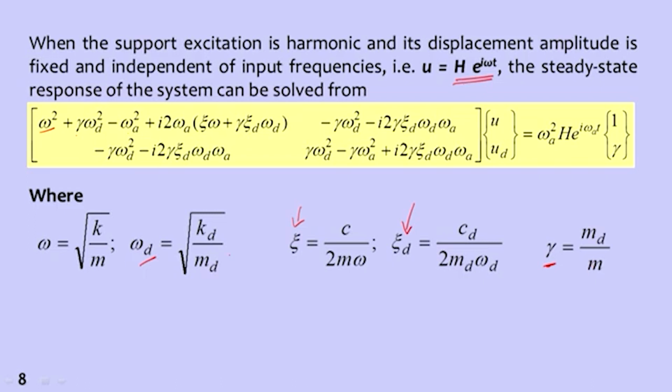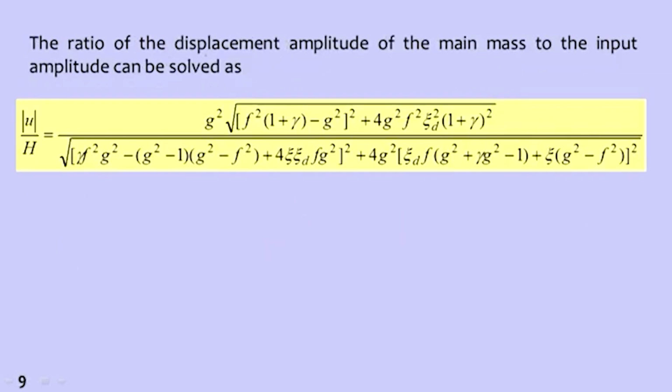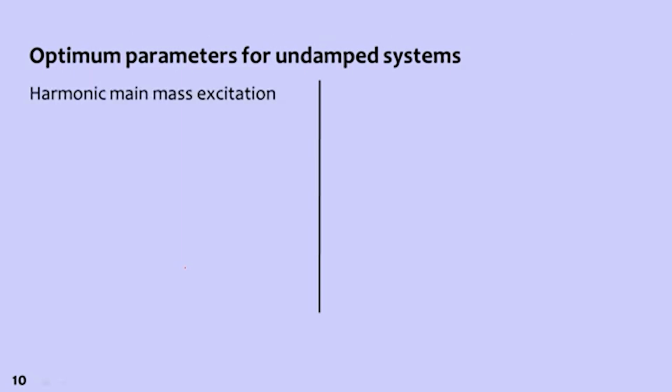So now you know all these values. If we plug them in, the ratio of the displacement amplitude of the main mass to the input amplitude can be solved. This is the displacement of the main mass and this is the input amplitude. Here the frequency ratio f is omega d by omega and g is omega a by omega.